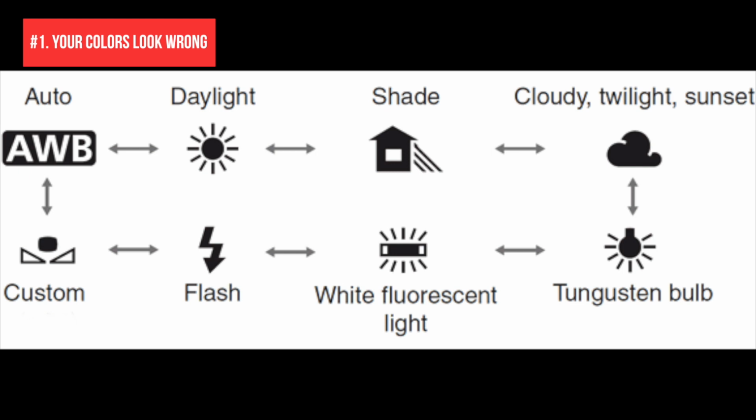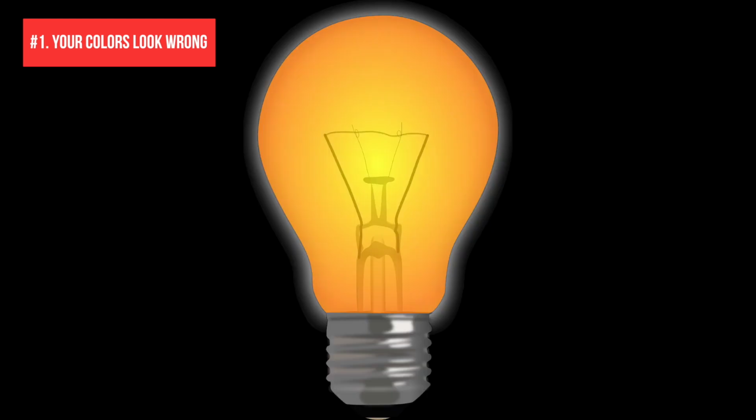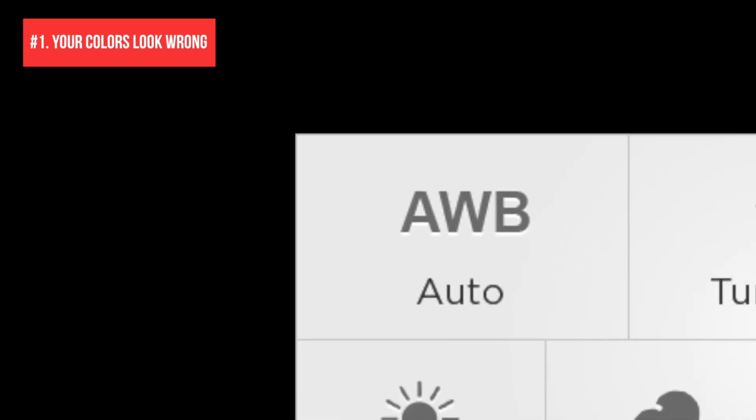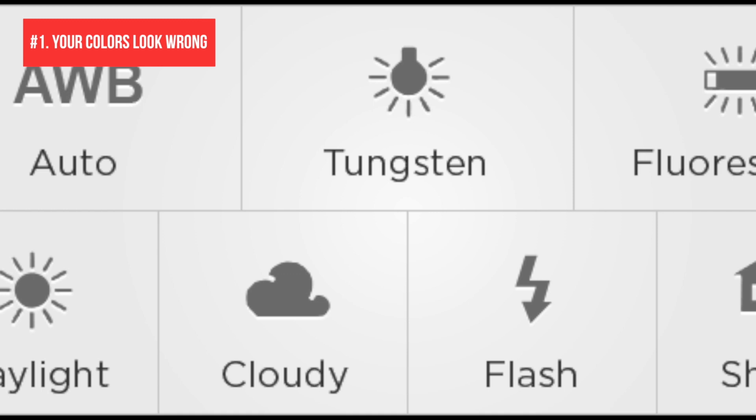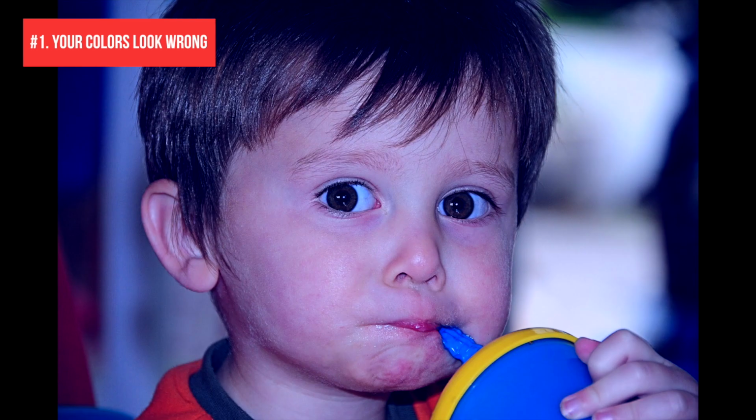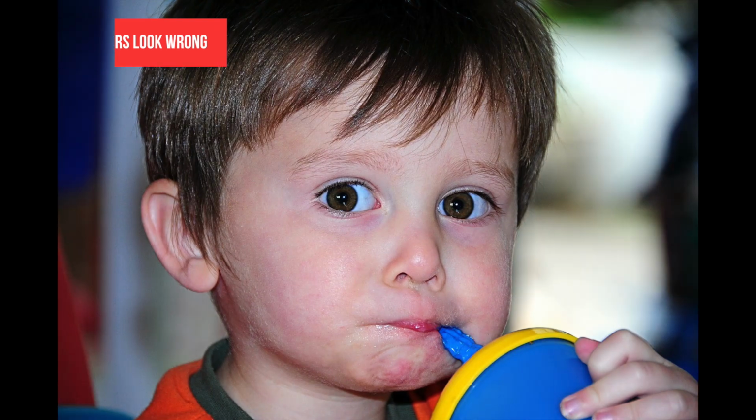For instance, have you ever noticed that most indoor lights have a more orange or yellowish tone? Well, setting your camera to the tungsten setting will insert more blue into the equation to help you balance those warmer tones and thus making your whites look whiter.